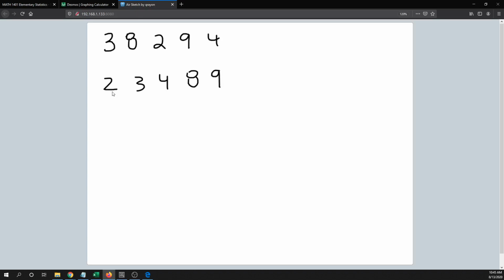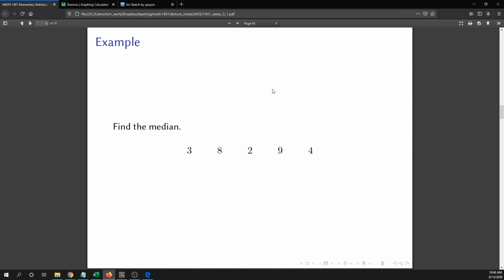And then we have to see if we have an even number or an odd number of observations. So in this case, we have 5 observations, and 5 is an odd number, so that means that there is a number exactly in the middle. That number that's exactly in the middle is this number 4. So in this data set, the median is 4. Okay, so that is the median when you have an odd number of observations.